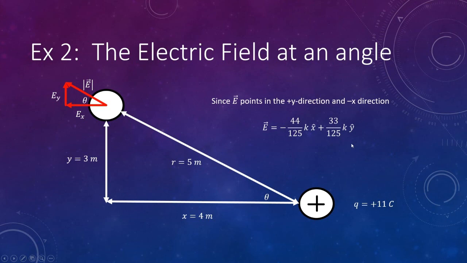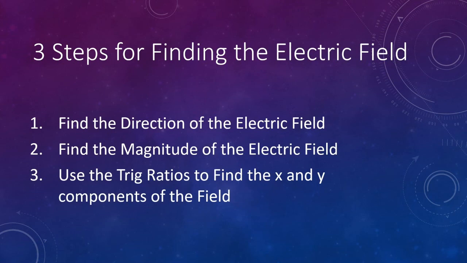Again, the three-step process that you use to find the electric field at an angle: first, don't worry about any math, just figure out the direction of the field. It's just based on whether the charge is positive or negative and where you are in relation to the charge. The field always points away from positive charges and towards negative charges. Second step, you figure out the magnitude of the electric field, which is the absolute value of kq over r squared. So you just care about whatever the charge is and how far away you are from that charge.